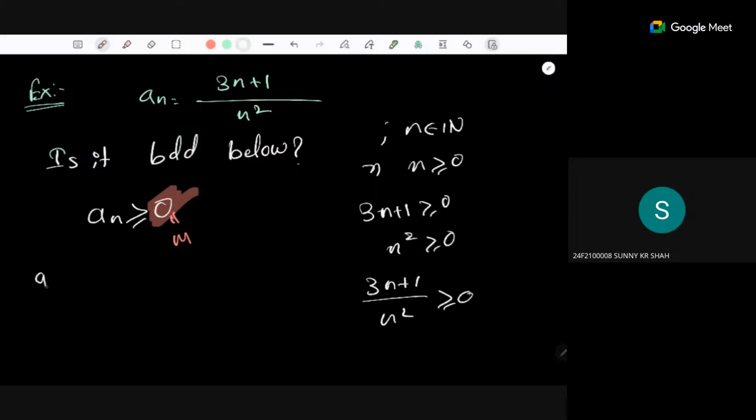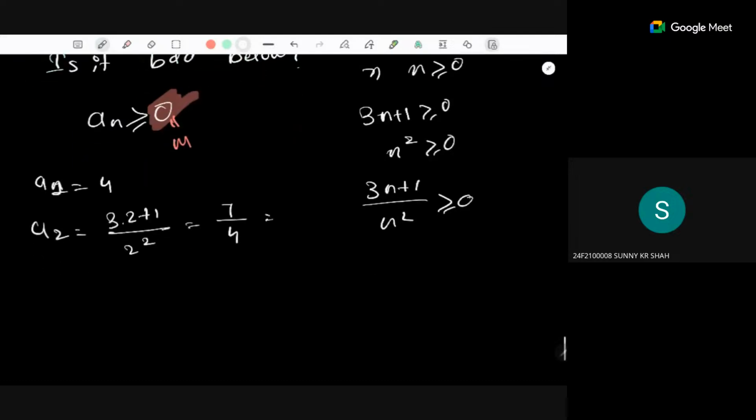Here you can observe the values of a1. Suppose I compute a1. So a1 is (3 plus 1) by 1 square, which is 4. Now a2 is nothing but (3 into 2 plus 1) by 2 square, which is 6 plus 1, 7 by 4. 7 by 4 is 1.7 or 1.8 type of thing, which is less than the value of a1. So that means a2 is less than a1.